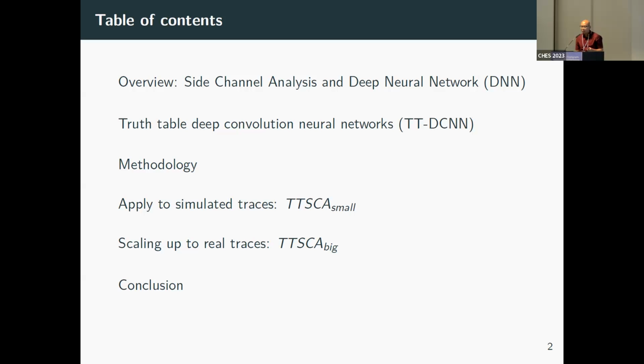Therefore, we propose a methodology to analyze these SAT equations, and then we apply it to simulated traces and propose a type of TTDCNN known as TTSCA small. Then we try to scale it up to real traces and propose another type of DCNN called TTSCA big. Then we end off with some conclusion.